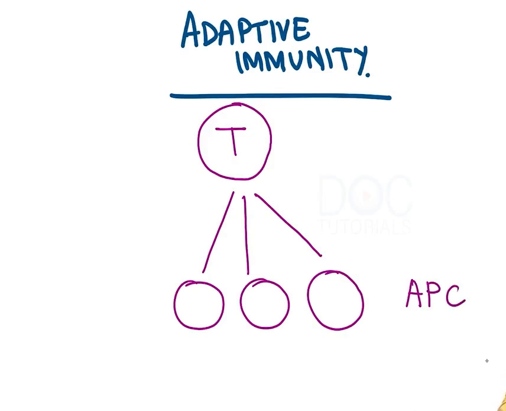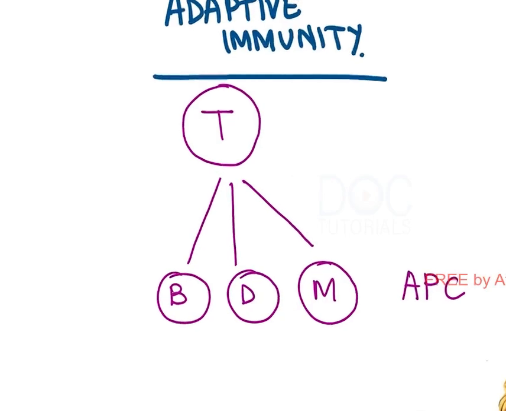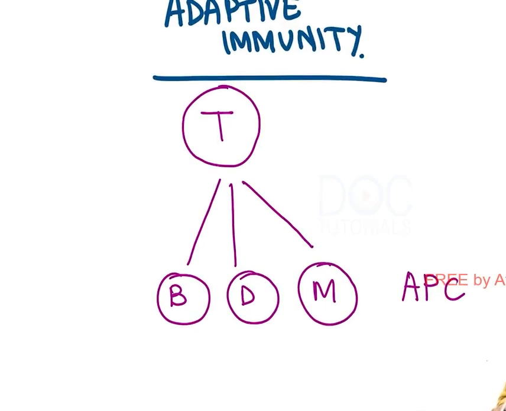Now these antigen presenting cells were of three types: B lymphocytes, dendritic cells, and macrophages. D is for dendritic cells. So we have T cells and the antigen presenting cells. What were the three antigen presenting cells? B lymphocytes, dendritic cells, and macrophages.